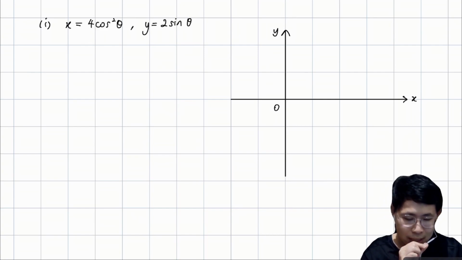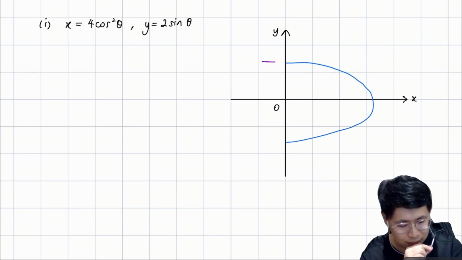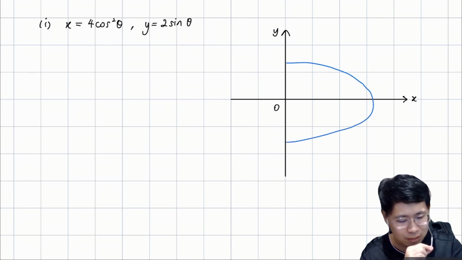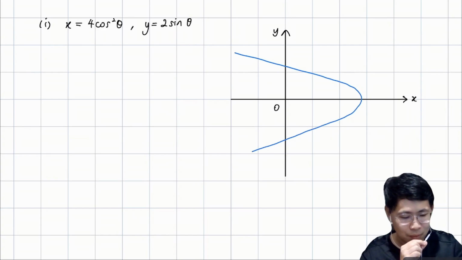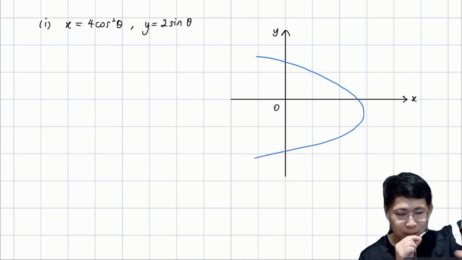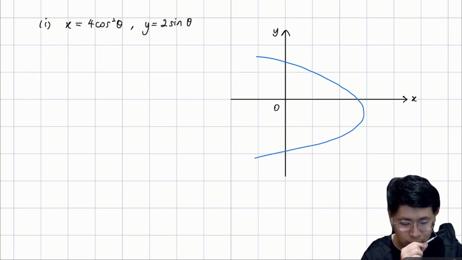Once we key in, we actually see something like this. But the problem is, I don't know whether it is an ellipse or a parabola, because if it's an ellipse, then the tangent over here must be horizontal, and the graph must start to come back. But if it's a parabola, then it just goes outwards. So we just need to see which one it belongs to. For that, we will need to look at the equation itself.